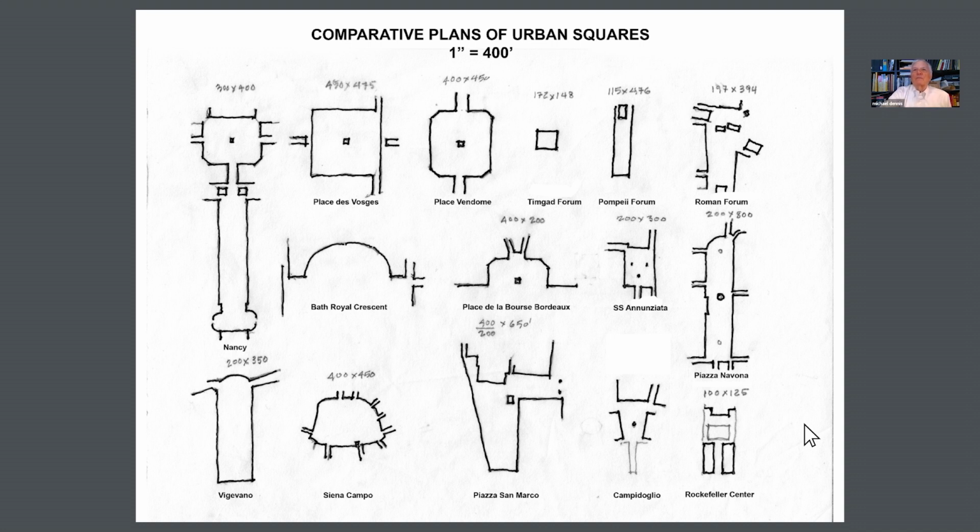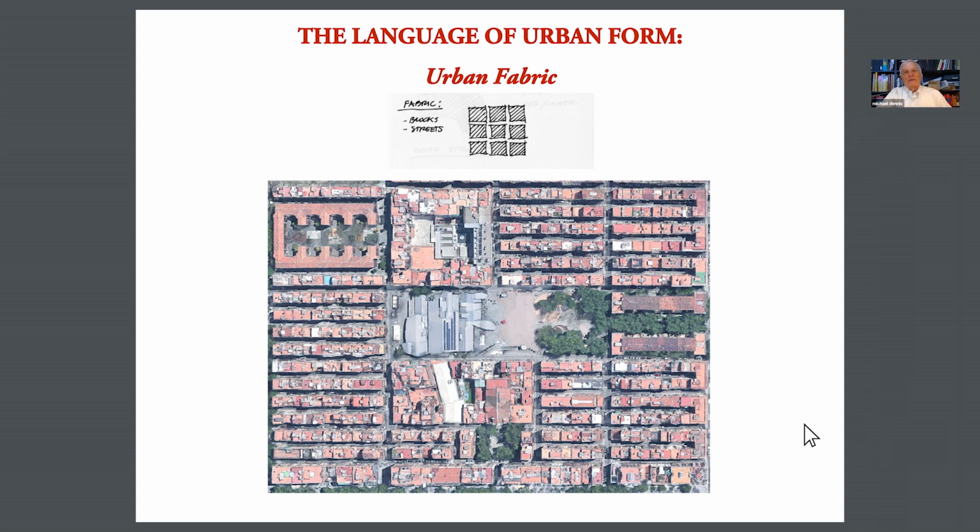So size matters also for these spaces. Historically, the spaces like a Pompeian Forum were a little over 100 feet wide. That's the space of a street many times today. So let's then look at a series of several bits of urban fabric.